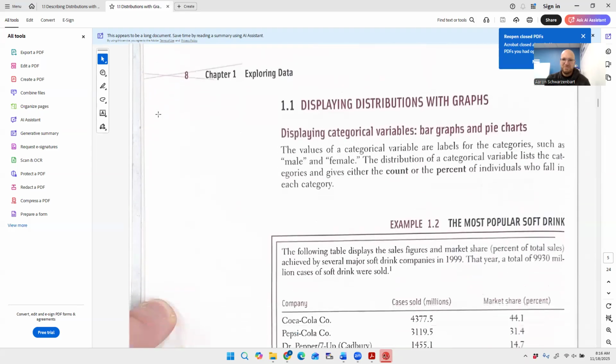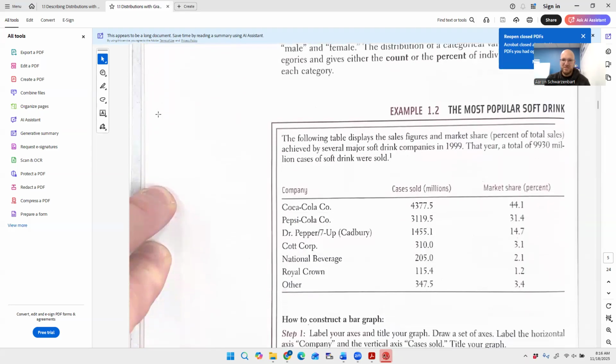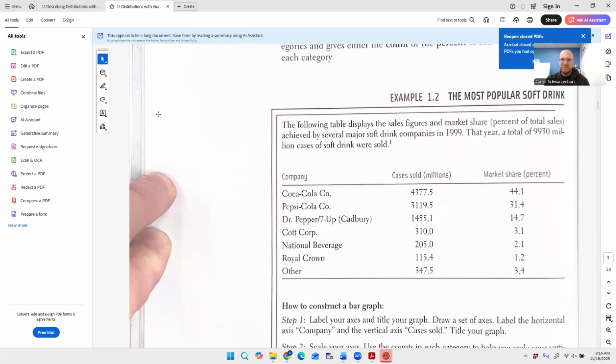So, displaying this data with distributions. Here we have the most popular soft drink. Coca-Cola, Pepsi, Dr. Pepper. This is most popular cola brands. National Beverage, RC, and other. What? No RC? Apparently it wasn't very popular in 1999.